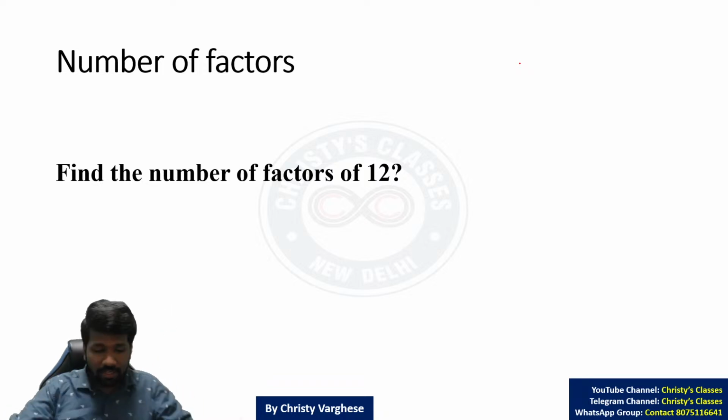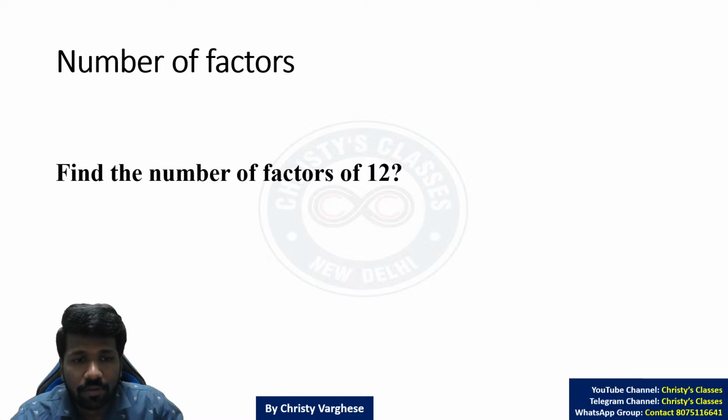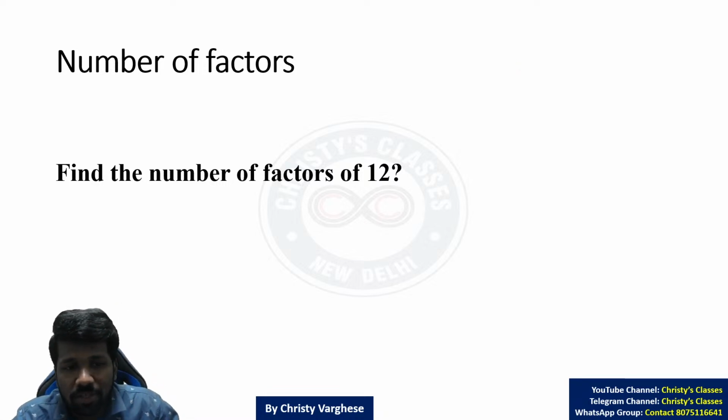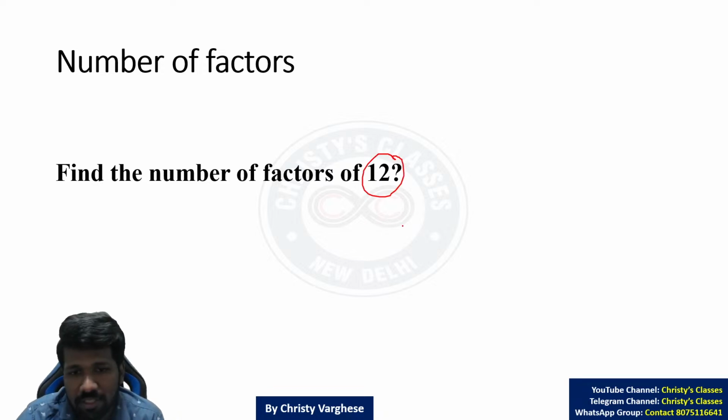Okay, some of you got an answer. Let's see. So very simple. First prime factorize 12. By practicing, you can prime factorize it in your head itself. 12 is divisible by 2. 12 is divisible by 2 into 2, 4 also. 12 is not divisible by 2 into 2 into 2. So 2 square is there. Then 4 into 3 is 12. So 2 square into 3 raised to 1.